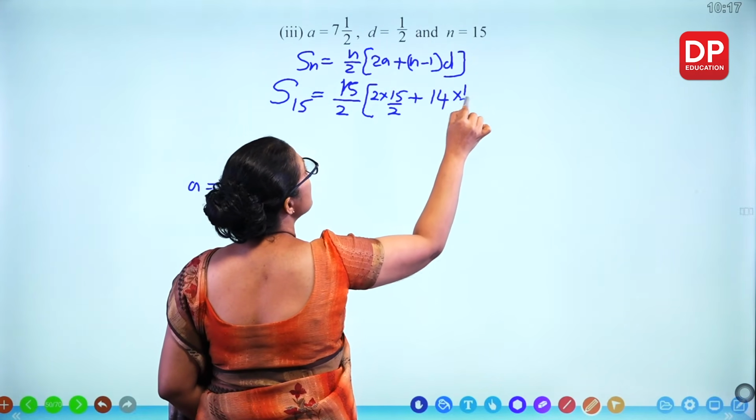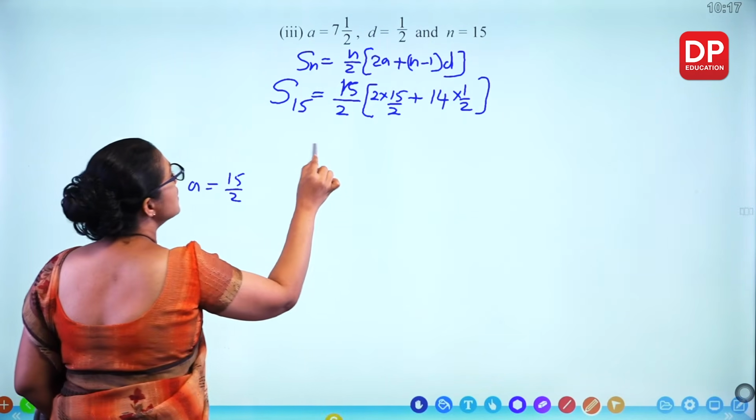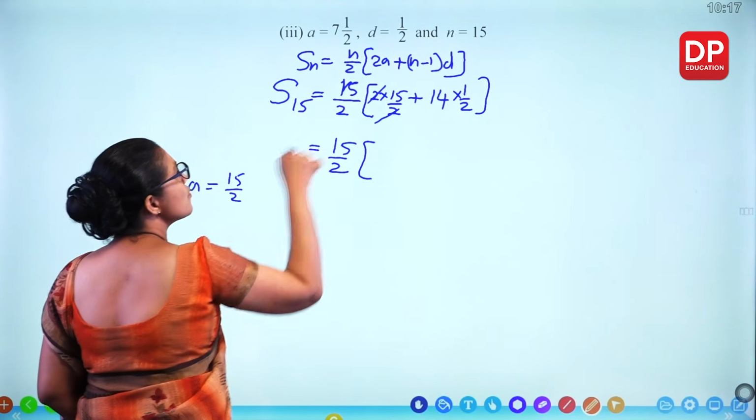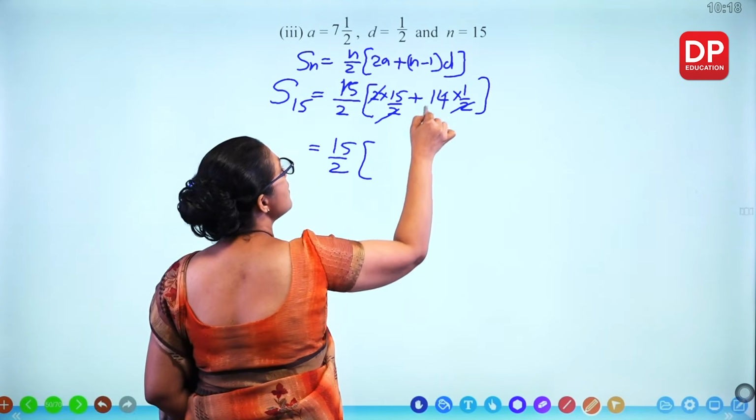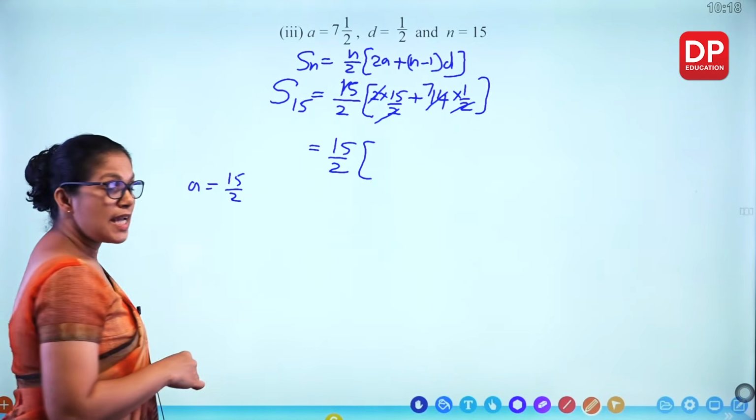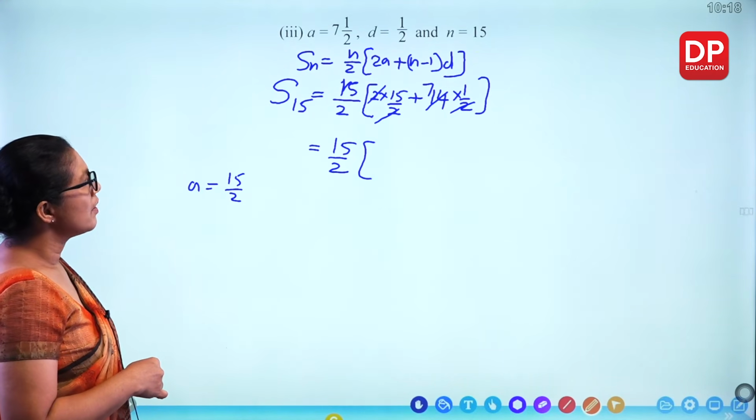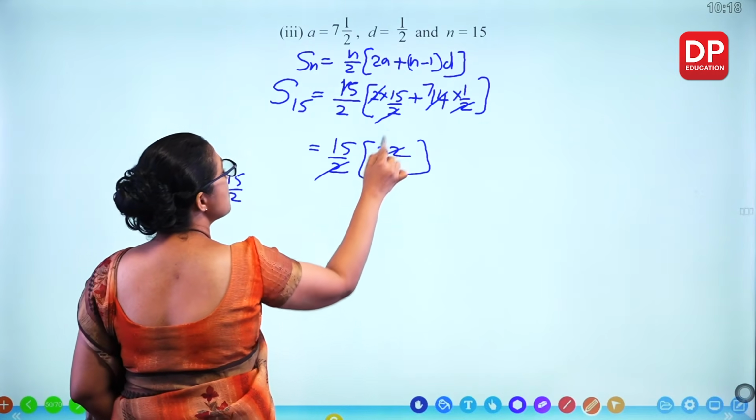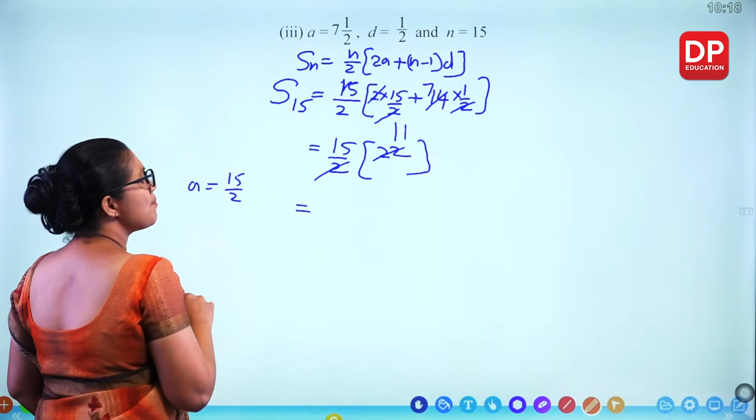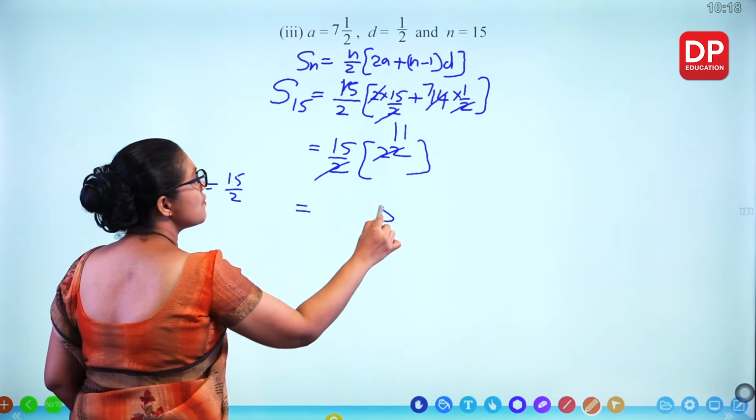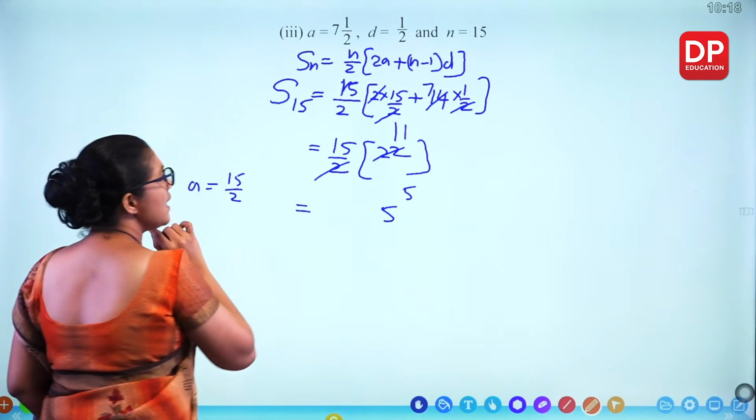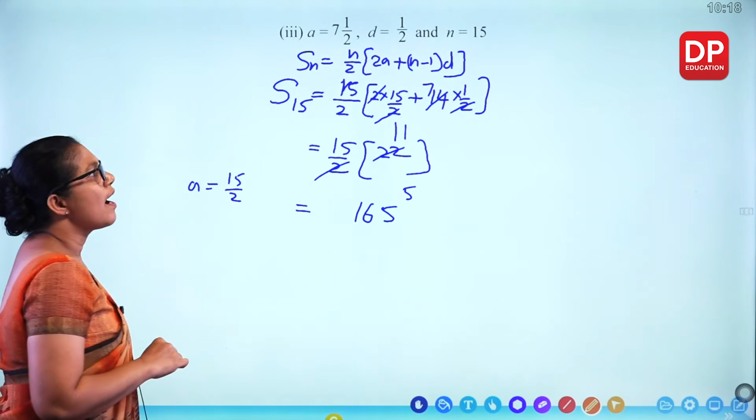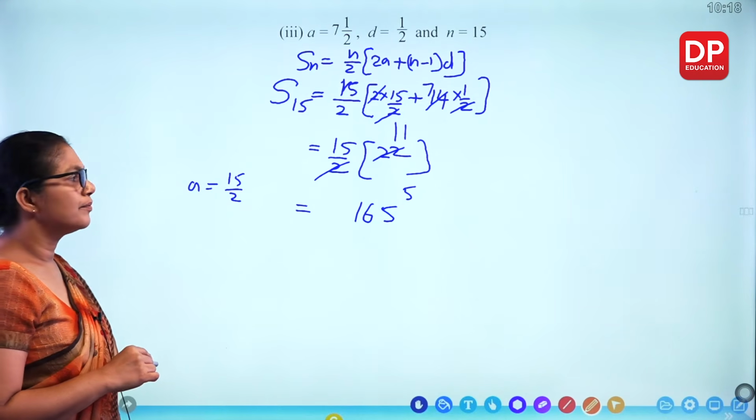D equals half. Simplify. First I can simplify inside. 2 gets cancelled out, this one you get 7. 15 plus 7, 22. 2 times 11, 11 times 15, 55. 5 remaining. 11 plus 5, 16. So the sum is 165.